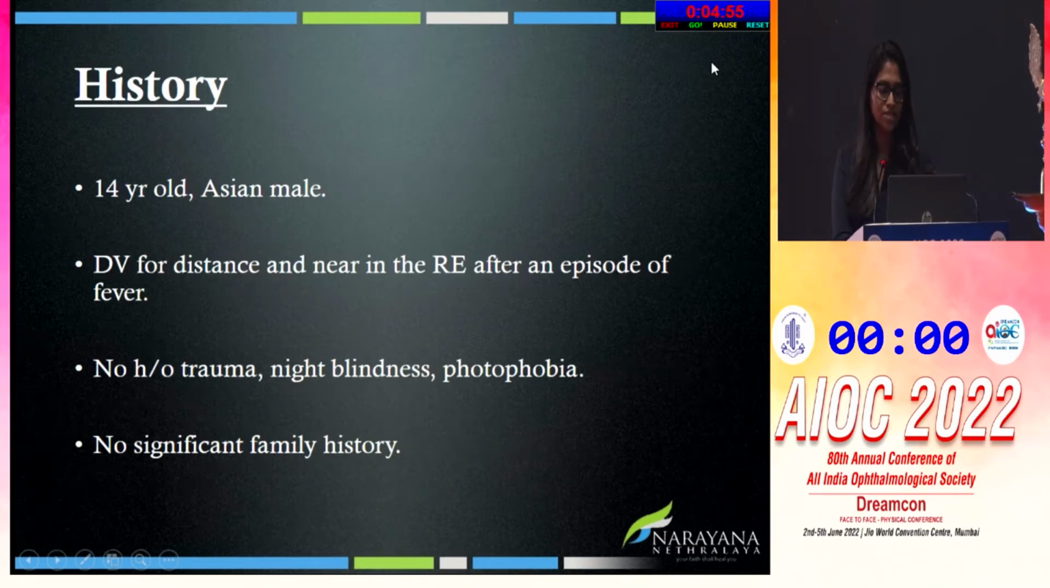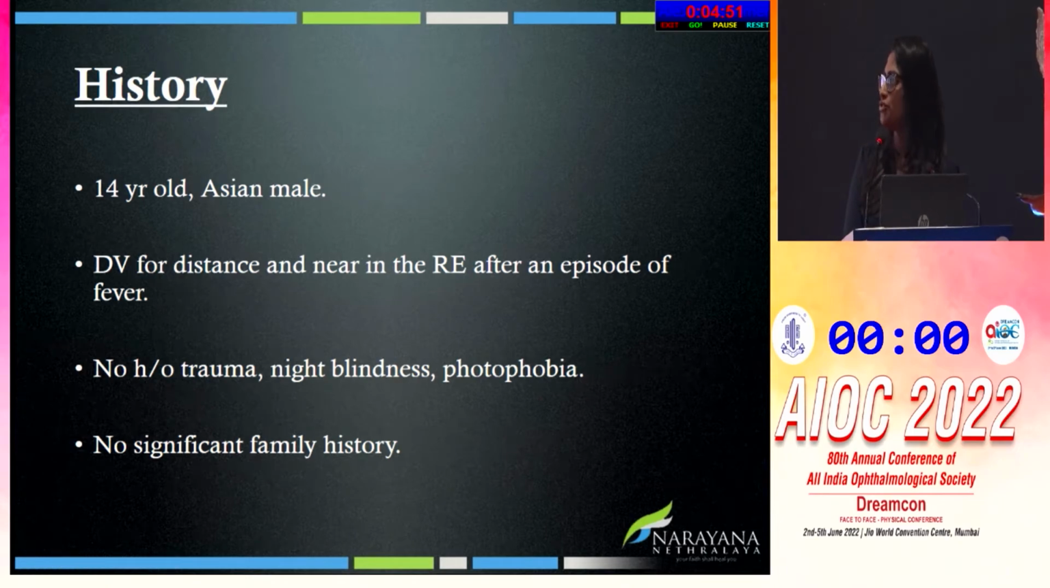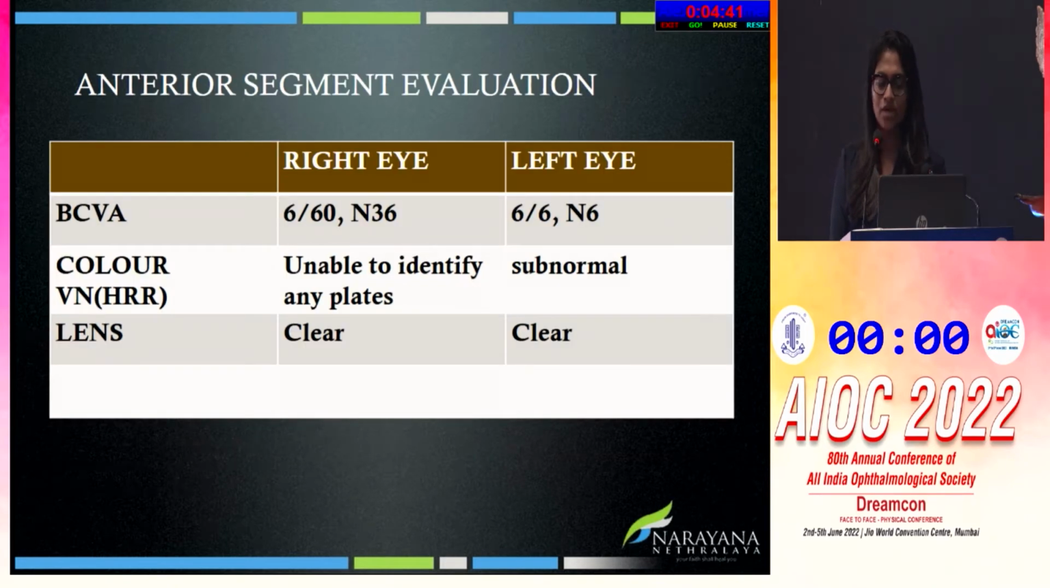So this case is of a 14-year-old Asian male who came to us with decreased vision for both distance and near in the right eye after an episode of fever. He did not give any history of trauma, night blindness, or photophobia. There was no significant family history. On examination, the vision in the right eye was 6/60 and N36, whereas the left eye was 6/6 partial and N6. On the color vision charts in the right eye, he was unable to identify any plates. Left eye was mildly subnormal.